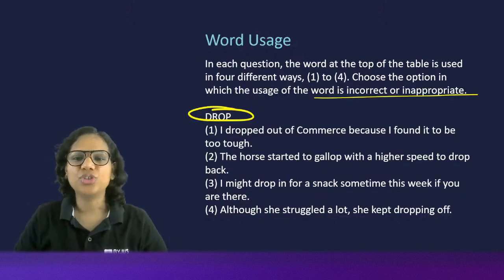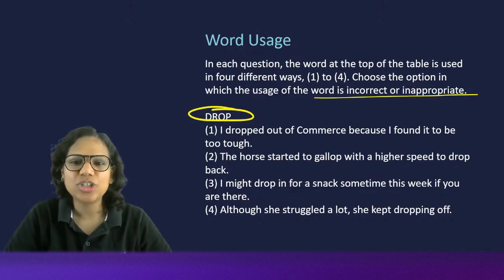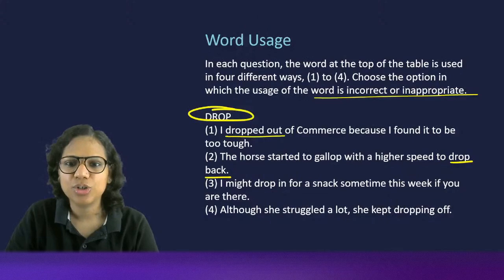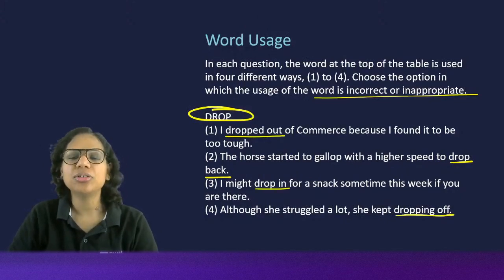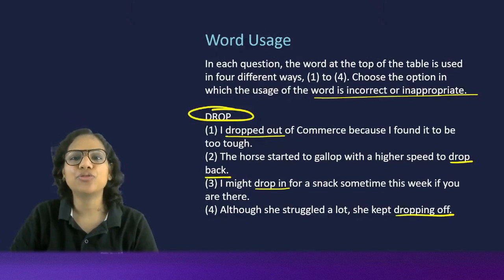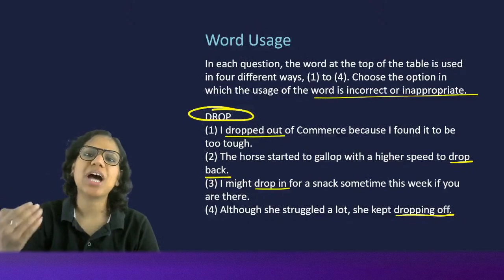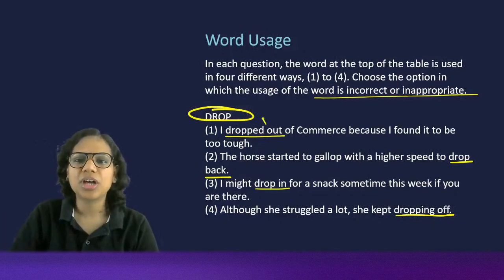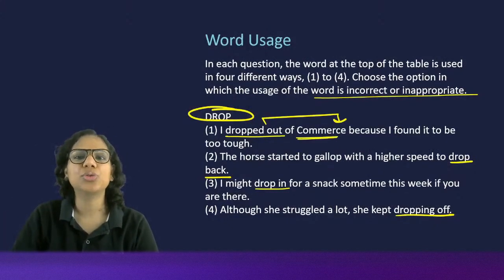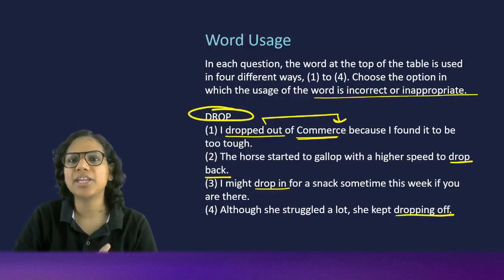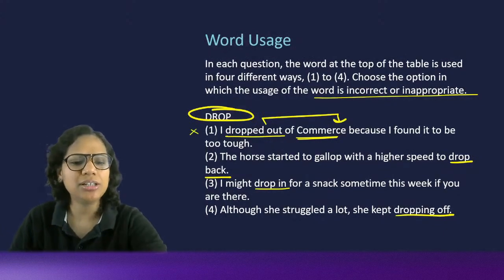Now, which one? This is a phrasal verb question if you realize. Drop out, drop back, drop in, drop off. The word drop can be combined with various prepositions to create what we call phrasal verbs. Phrasal verbs have a fixed meaning. When someone drops out of something, let's say somebody drops out of college, that means this person discontinues that particular thing. So dropped out of commerce means that this person discontinued studying this stream. So this is a correct usage, and we've heard this usage also. College dropout, school dropout, these are very common terms. So one can be eliminated.